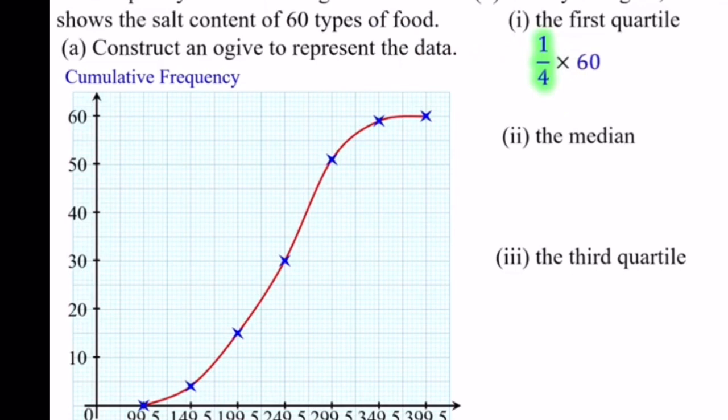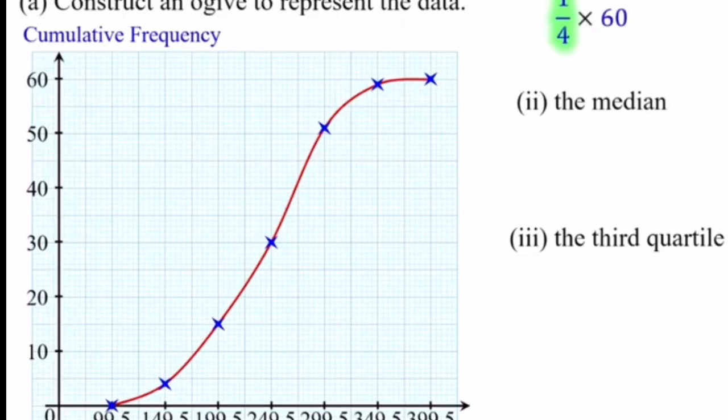So the 15 is actually the cumulative frequency. So we will go to the 15. We will look for cumulative frequency 15, and then we will dash the line from the vertical axis. All right, let's do it now.